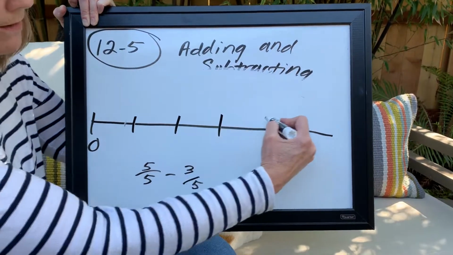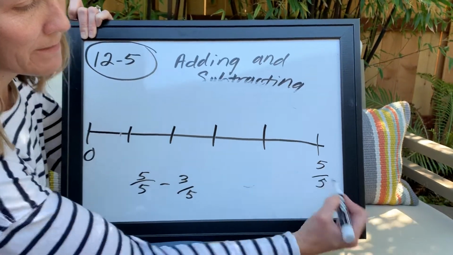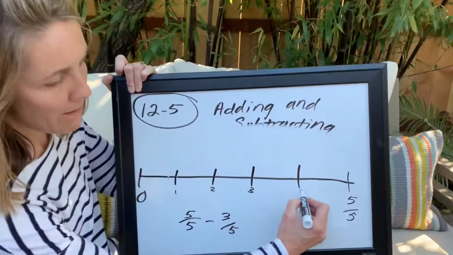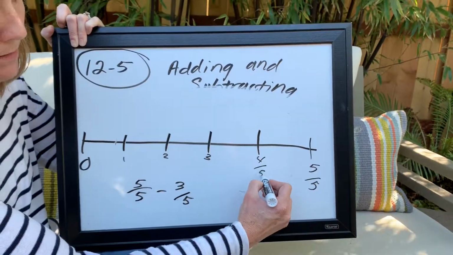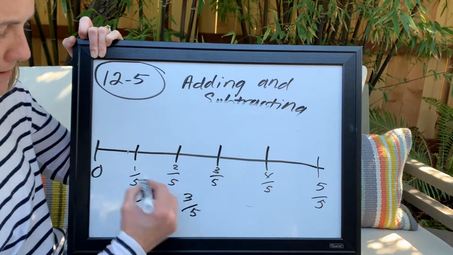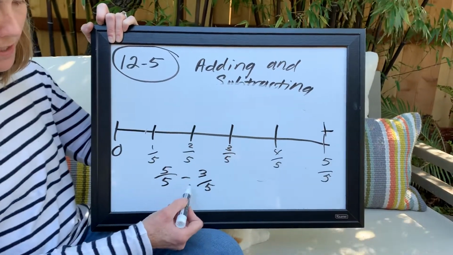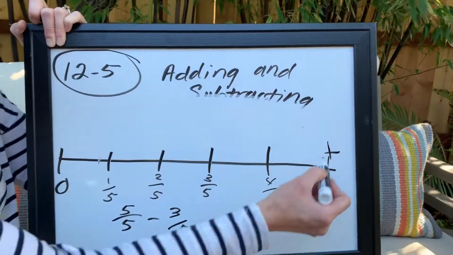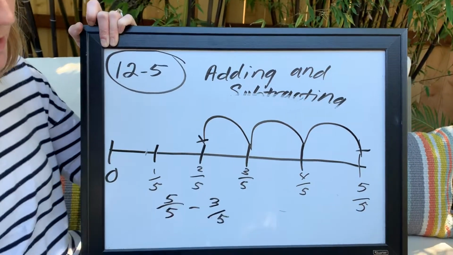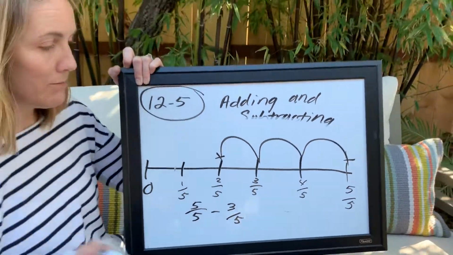1, 2, 3, 4, 5. Down here we know this is 5 fifths. There it is. And we should have 1, 2, 3, 4, and all these could be represented with a 5 underneath. So that's what our number line would look like. So we start down here at 5 fifths. That's our starting point. And we're going to subtract 3 fifths. So we're going to hop like a frog. Whoop, whoop, whoop, and we land on 2 fifths. So this is another way of looking at a number line with subtraction.